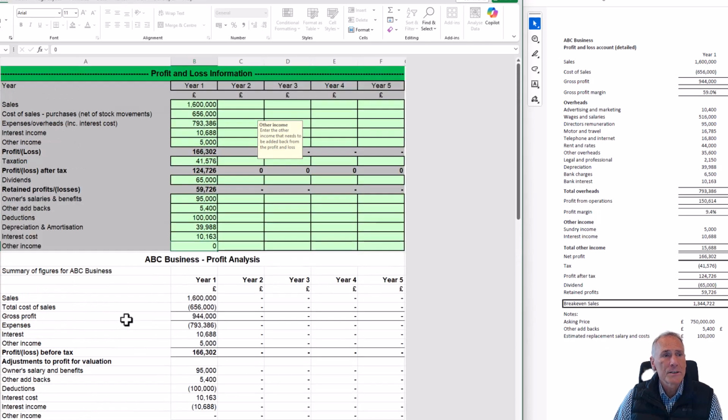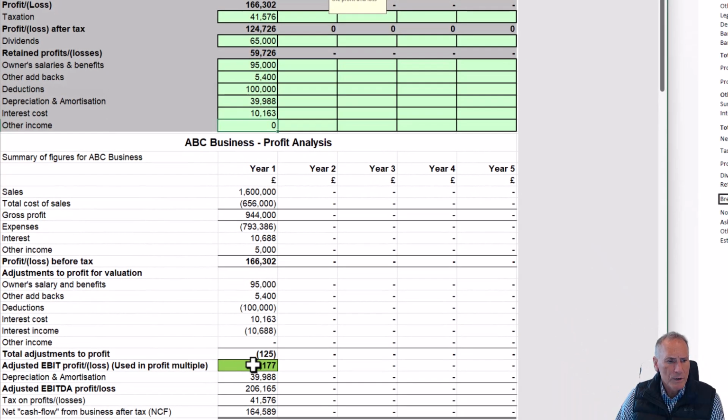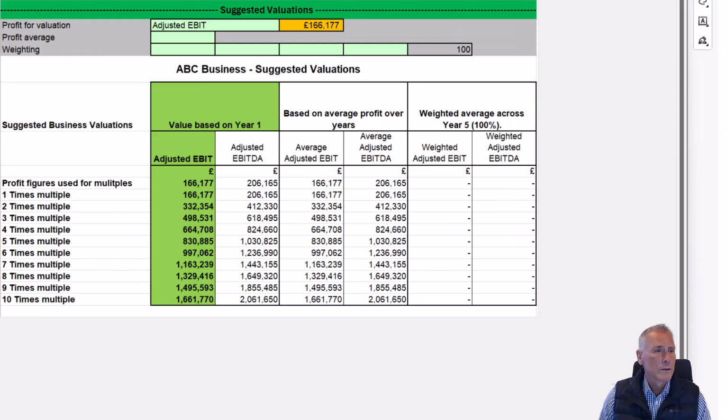So that's pretty much it in terms of entering the profit and loss information. And from that information, and that quickly, we can get to a valuation. So in terms of adjusted EBIT, your profit is 166,177, which came straight from here, which is your profit adjusting for these items. And remember, it's not adjusting for depreciation in this case. So we can see that the 166,177 here is pulled in from the profit and loss account.